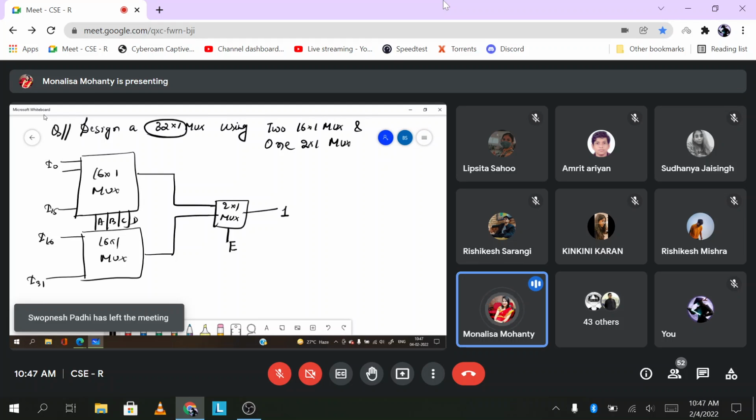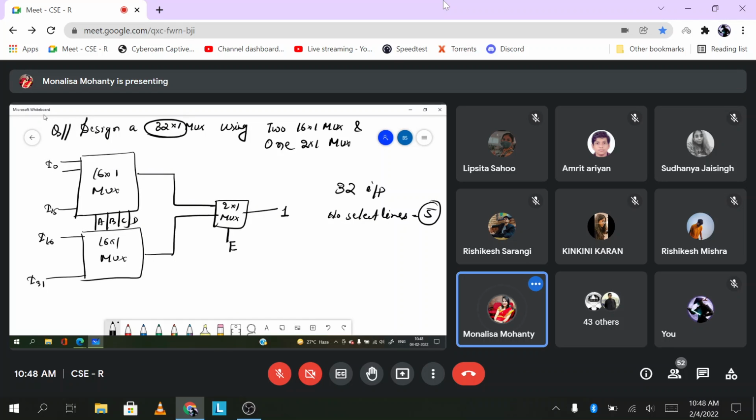Now see, the rule is if you have 32 input lines, the number of select lines has to be how much? 2 to the power 5 is 32, so 5 select lines. Here we have taken A, B, C, D, 4 select lines, and E is the 5th select line. So overall, we have taken 5 select lines. We have 32 input lines and one output line. Okay.